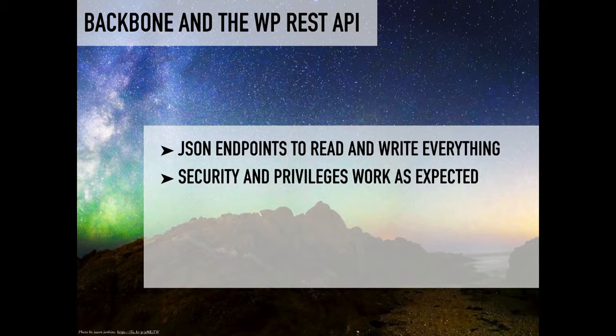Also, with the REST API, the security and privileges that you have in WordPress work as you expect them to. So on the front end, you're only going to be able to see information that a normal visitor to your site would be able to see. If you're going to try to make changes, like update a post or change a user's password, some kind of event you need admin privileges for, you need those privileges. If it's just creating a post and you need to be an editor, the same privileges will apply. So it's going to work kind of as you would expect it to work. And now it's all happening over this JSON connection.